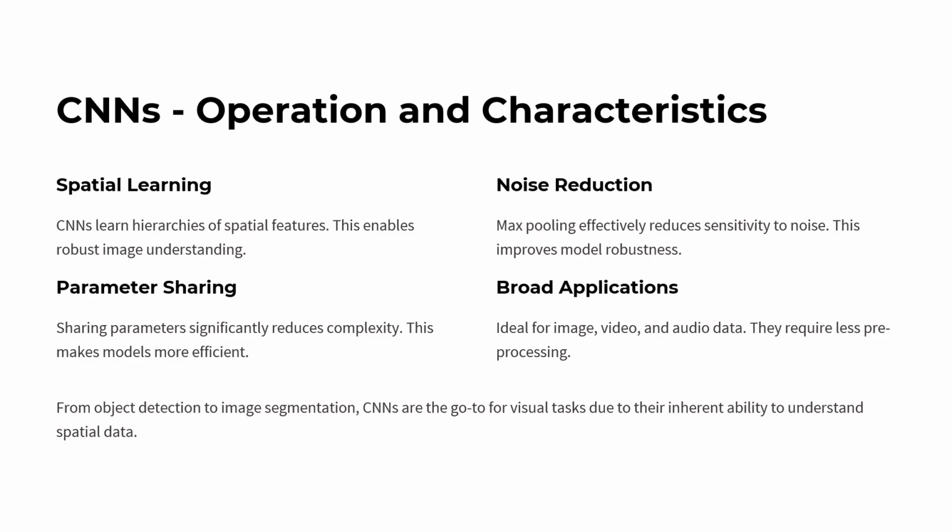Second one is parameter sharing. Instead of using separate parameters for every part of the image, CNNs reuse filters. This makes the network simpler and faster and reduces the number of parameters. Third one is noise reduction. Using techniques like max pooling, CNNs ignore small disturbances in images. This helps the model become more robust and reliable.